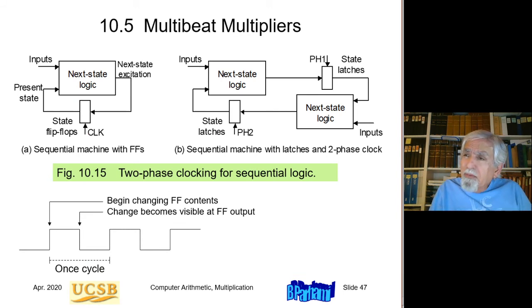Okay, now the next concept to be discussed in section 10.5 is the concept of multi-beat multipliers. And in order to be able to explain that, I need to take a detour and explain how finite state machines or sequential circuits are built.